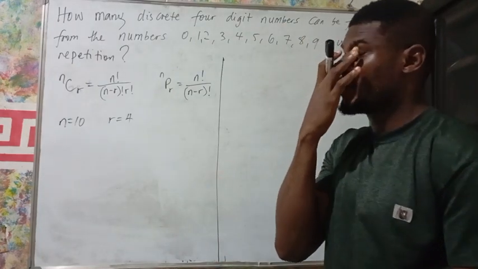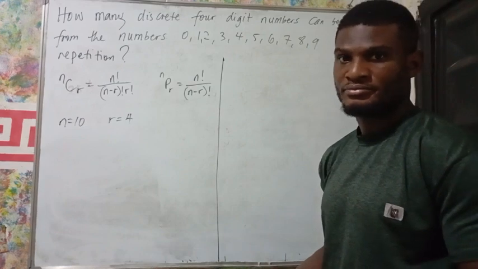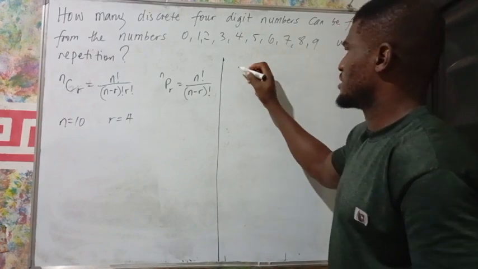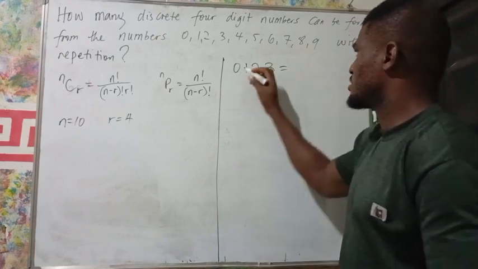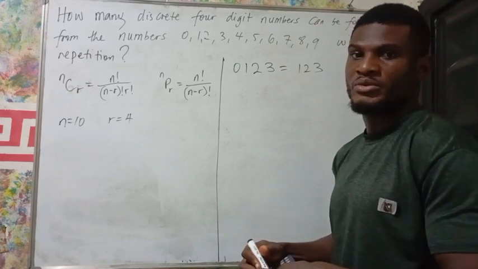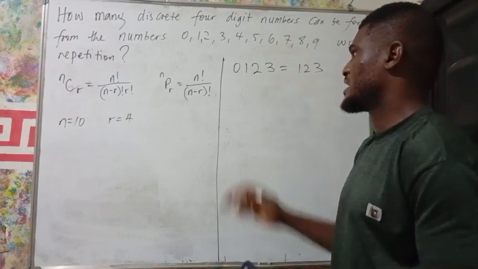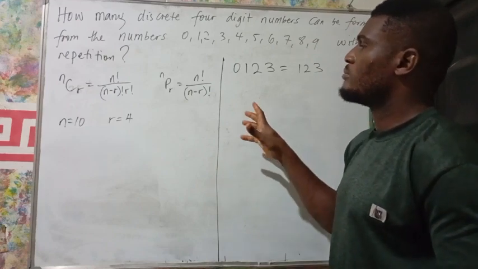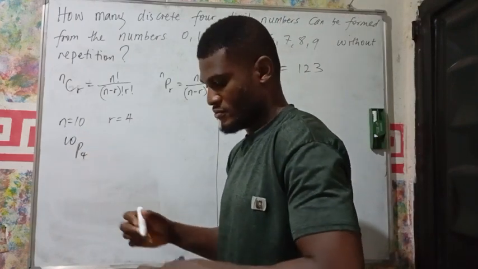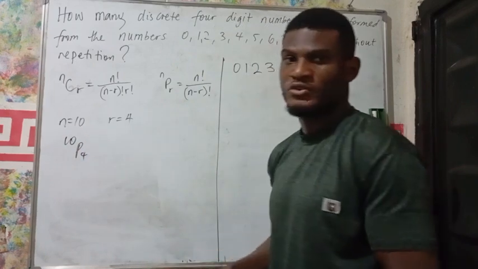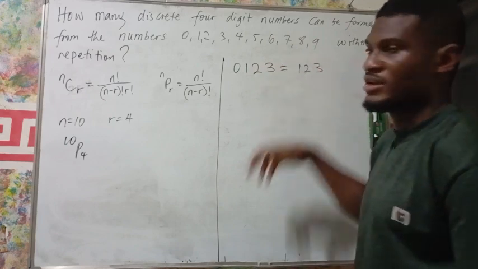But what we need to notice here is that we have 0. If a number begins with 0, for instance 0, 1, 2, 3, this number is not a 4-digit number because this would be the same as 1, 2, 3, and 1, 2, 3 is a 3-digit number, not a 4-digit number, because it starts with 0. So although the number of ways of arranging this would be 10 permutation 4, it's not all of them that are 4-digit numbers, because any number that starts with 0 will definitely become a 3-digit number.